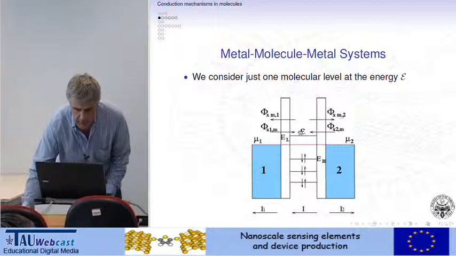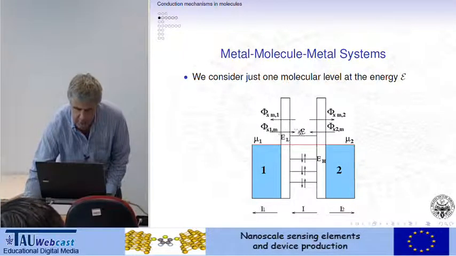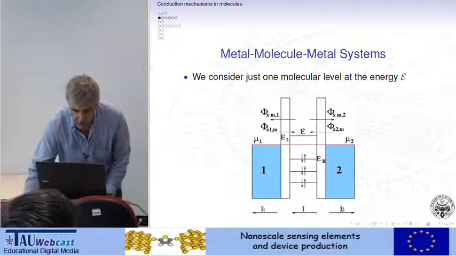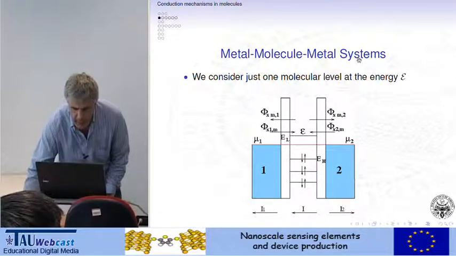So the molecule is described simply by its molecular levels. So we have the H level here, H minus 1, minus 2. These levels are completely occupied. And we have the L level here, that is most relevant for the conduction, as you know, that is completely empty in this static condition. On this reference scheme, we can define also currents.